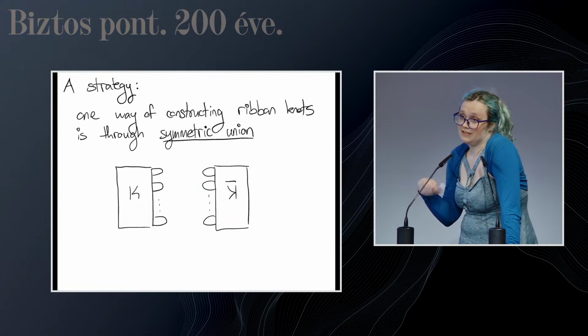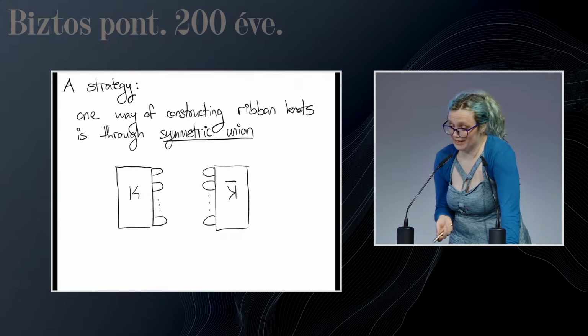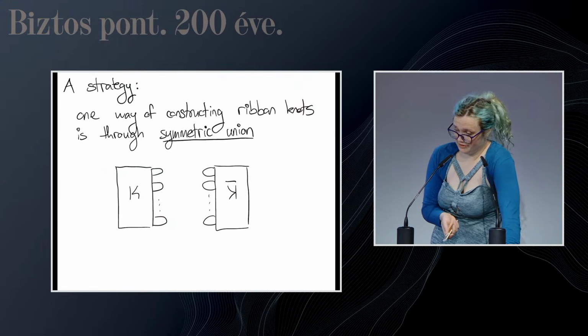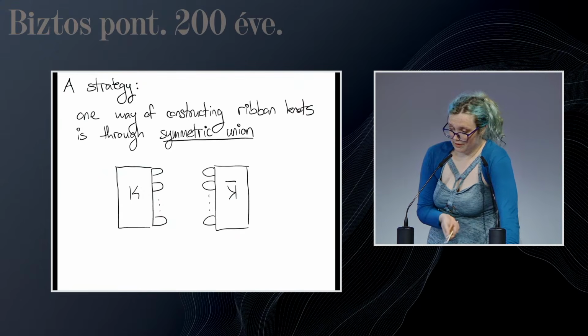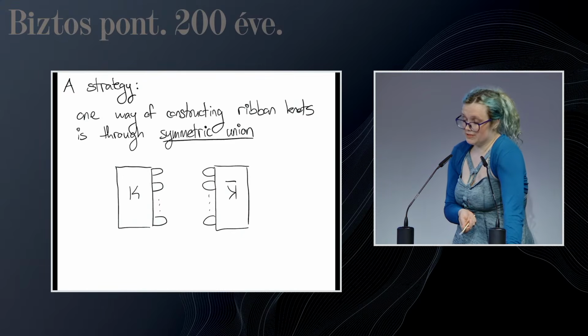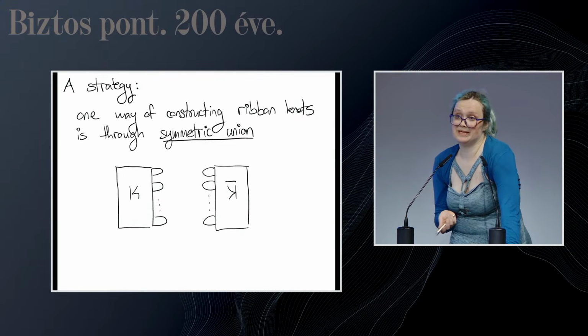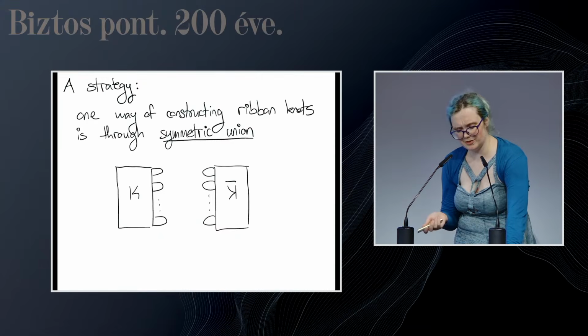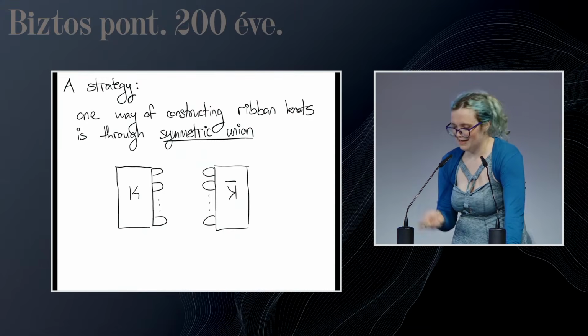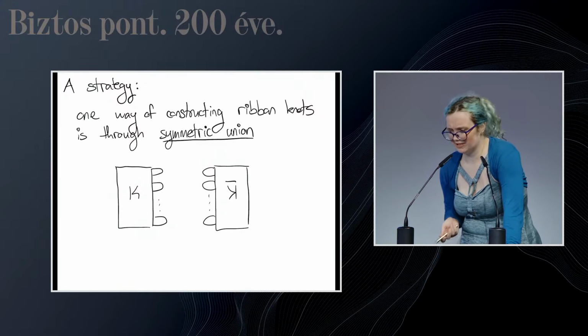So here's an old strategy for trying to disprove the slice ribbon conjecture. So you might have seen these before. One way of constructing ribbon knots is through an operation called symmetric union. I think if you study knot theory, I'm pretty sure there was a poster about symmetric union yesterday. If you study knot theory, I'm sure you care about symmetric union.